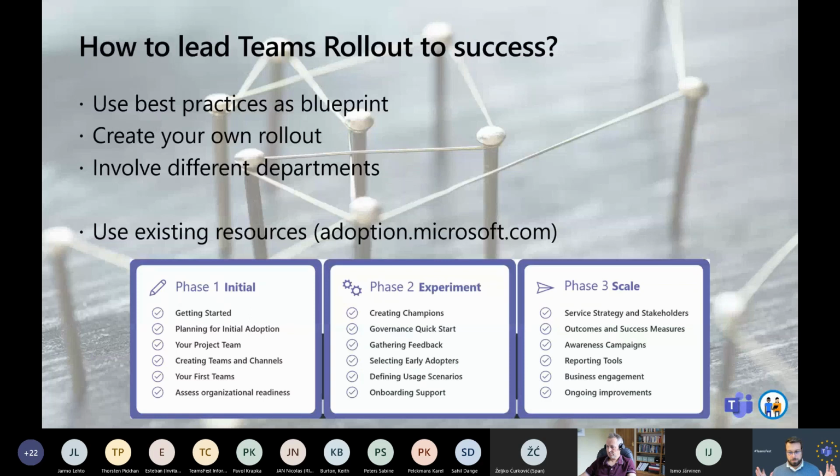And of course, use existing resources. Don't re-engineer everything or over-engineer everything. Take a look into adoption.microsoft.com for the adoption part. Take a look into it. It's a brilliant website which gives you a great starting point for your organization, how to roll out Teams or other services. It's not just about Teams. Head over to this website and take a look into it. That's something I really, really highly recommend.